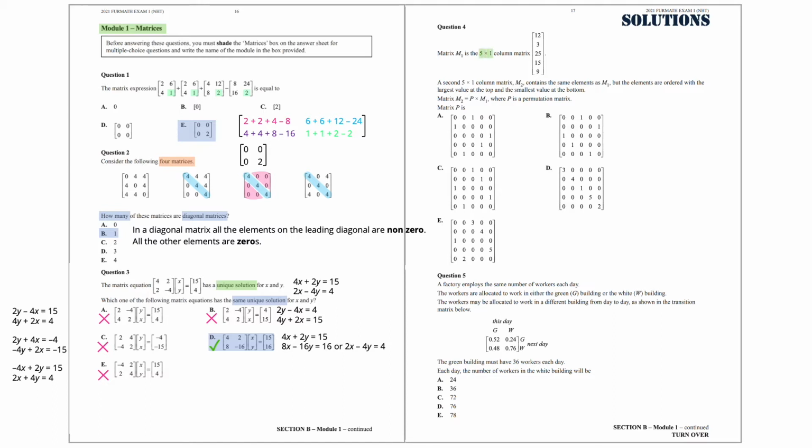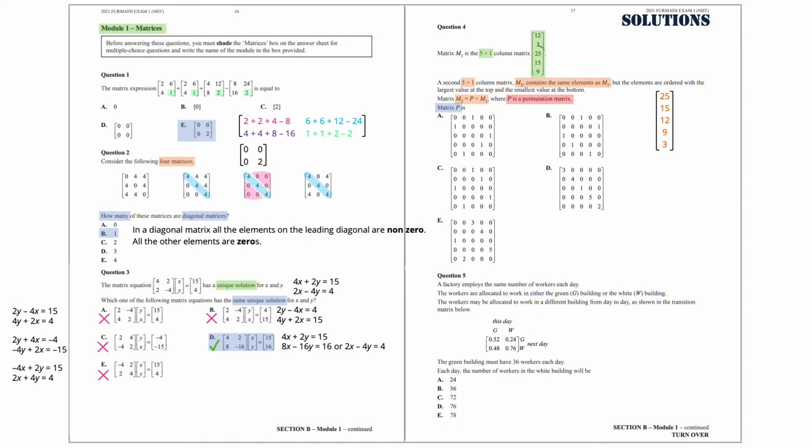Question 4. Matrix M1 is the 5 by 1 column matrix shown. A second 5 by 1 column matrix M2 contains the same elements as M1, but the elements are ordered with the largest value at the top and the smallest value at the bottom: 25, 15, 12, 9, and 3. Matrix M2 equals P times M1, where P is a permutation matrix. The question is asking to determine matrix P.